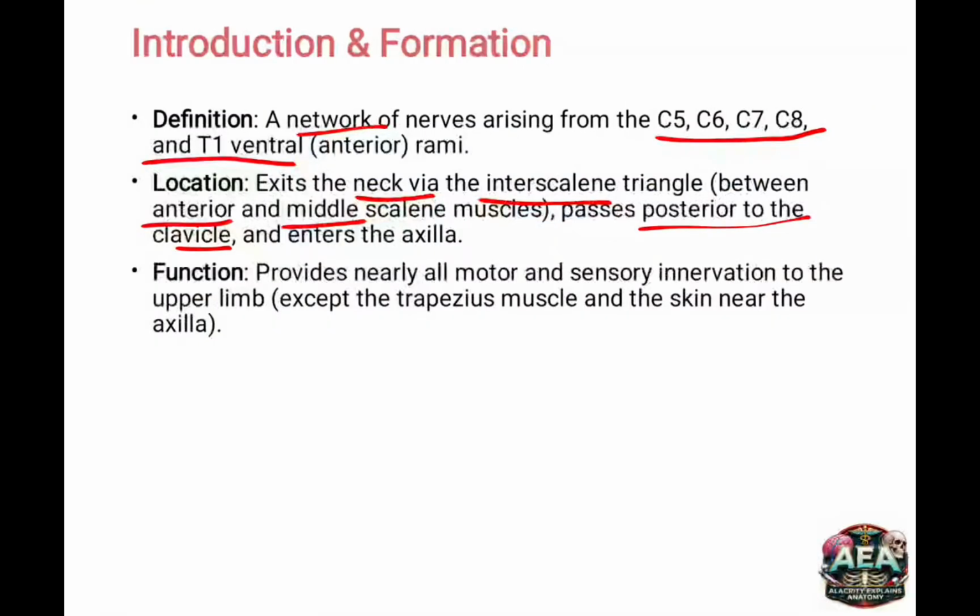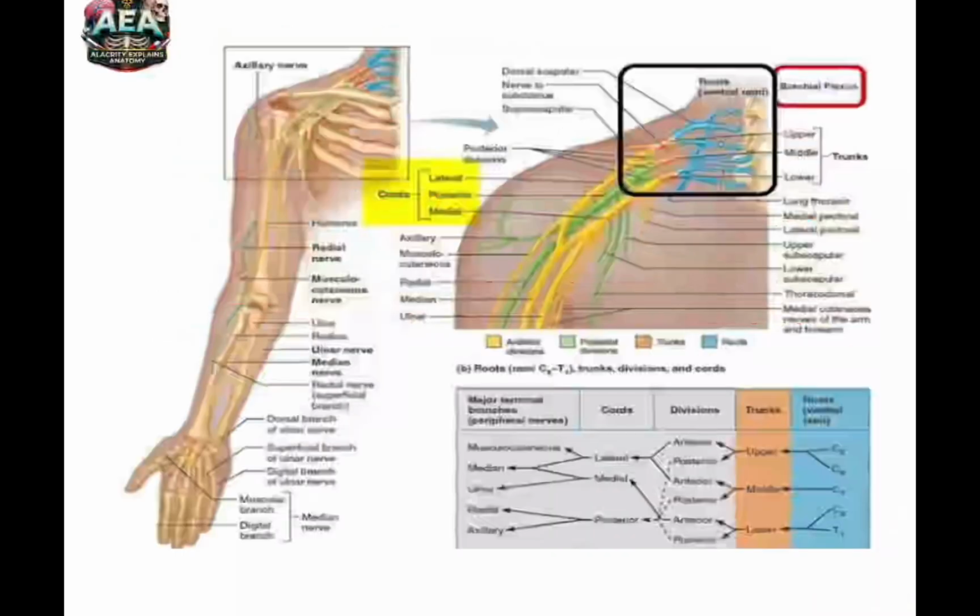So what function does the brachial plexus serve? It provides nearly all motor and sensory innervation of the upper limb, except for the trapezius muscle and the skin near the axilla.